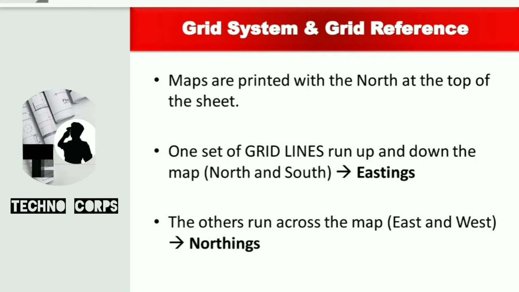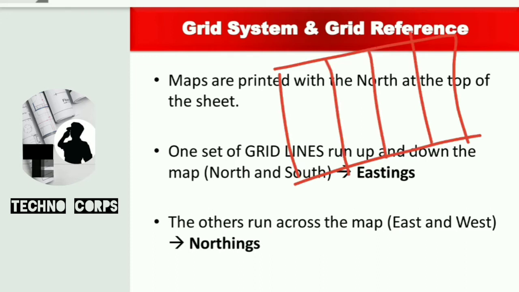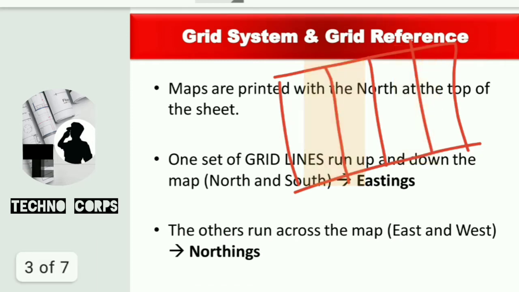So what are the easting lines? These are the grid lines that run up and down in the map, or from north to south. If I have a grid system, the lines going from up to down like this are called the easting lines. In simple language, the vertical lines in the map are called the easting lines. Now you may doubt why they are called easting lines, because we said that they represent north and south.